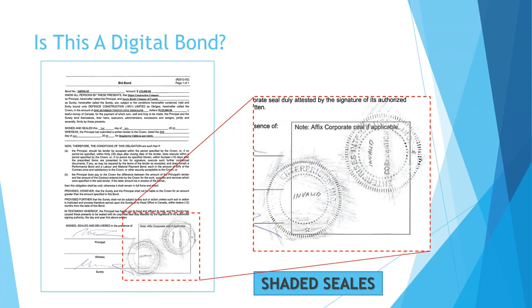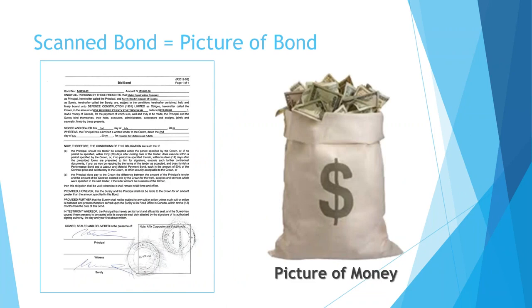Can I have the next slide, please? Now, a wise person from the Surety Association of Canada by the name of Steve Ness once told me, you give me a picture of a bond, which is a scanned bond being a picture, and I'll give you money, a picture of money instead of real money. I liked that so much, I wanted to share it with everybody, because it really reflects exactly the difference between an electronic and a digital bond. Can I have the next slide?